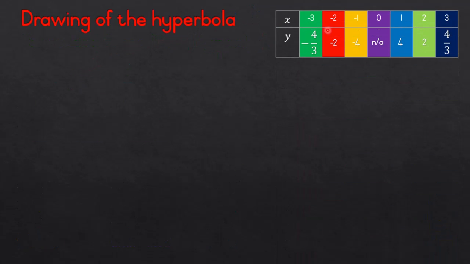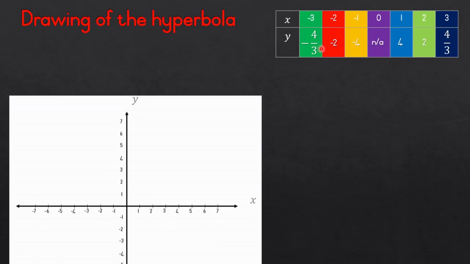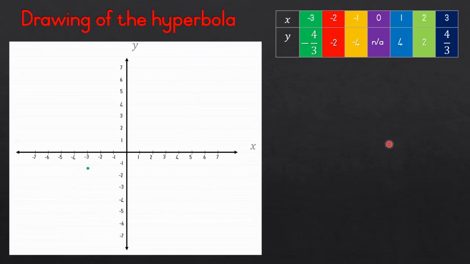Okay. Let's draw the hyperbola. So there's our table again. Let's plot it. So in the first case, x is negative 3, y is negative 1 and a third. X is negative 2, y is negative 2, x is negative 1, y is negative 4, x is 1, y is 4, 2 is 2, 3 is 1. Okay, so that is our points for the graph.